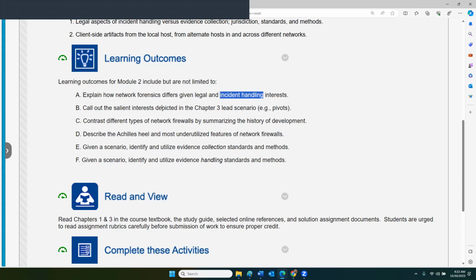Now, when we're talking about salient interests depicted in chapter 3 with the lead scenario, when you read chapter 3 of the textbook, it talks about how a malicious agent is working in the network environment and working alternate hours, but also working other hosts. The idea that some of the artifacts you're looking for may not necessarily involve the host itself, right? So you have this concept of a pivot point.